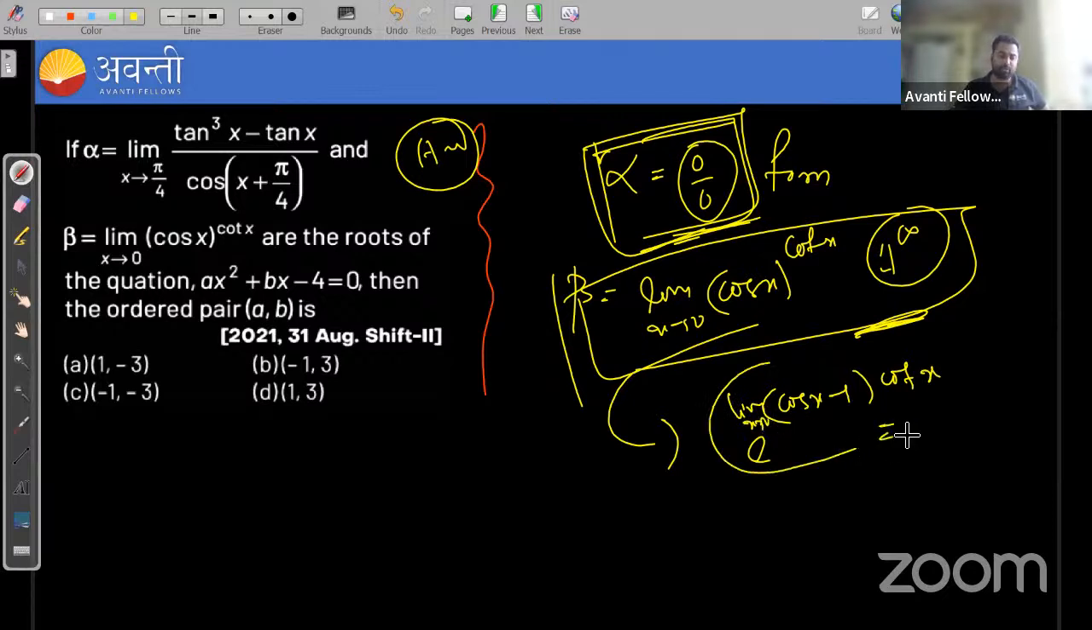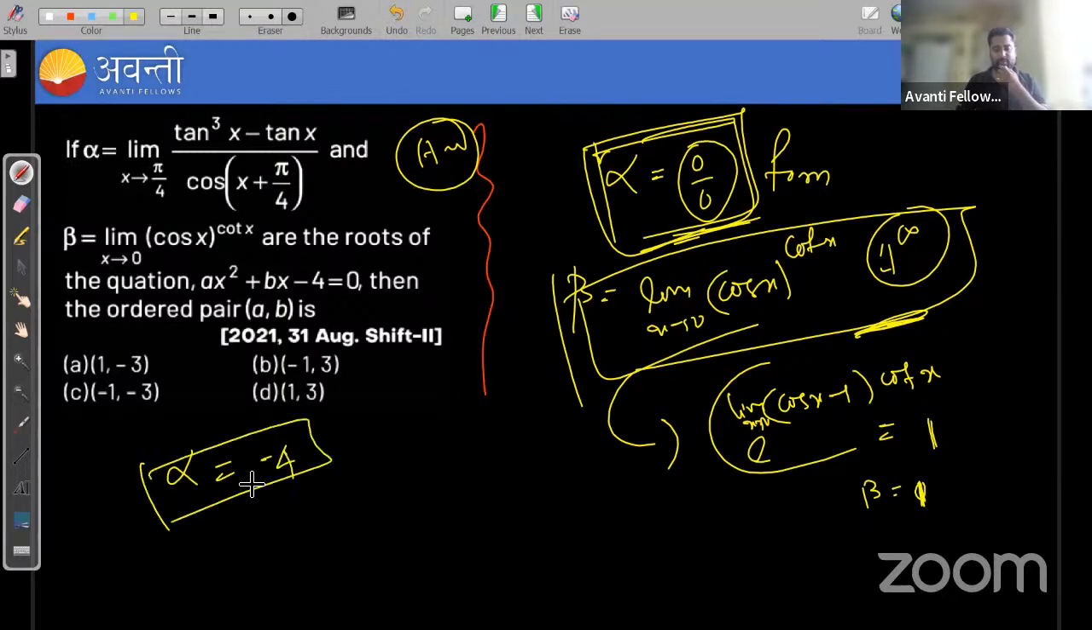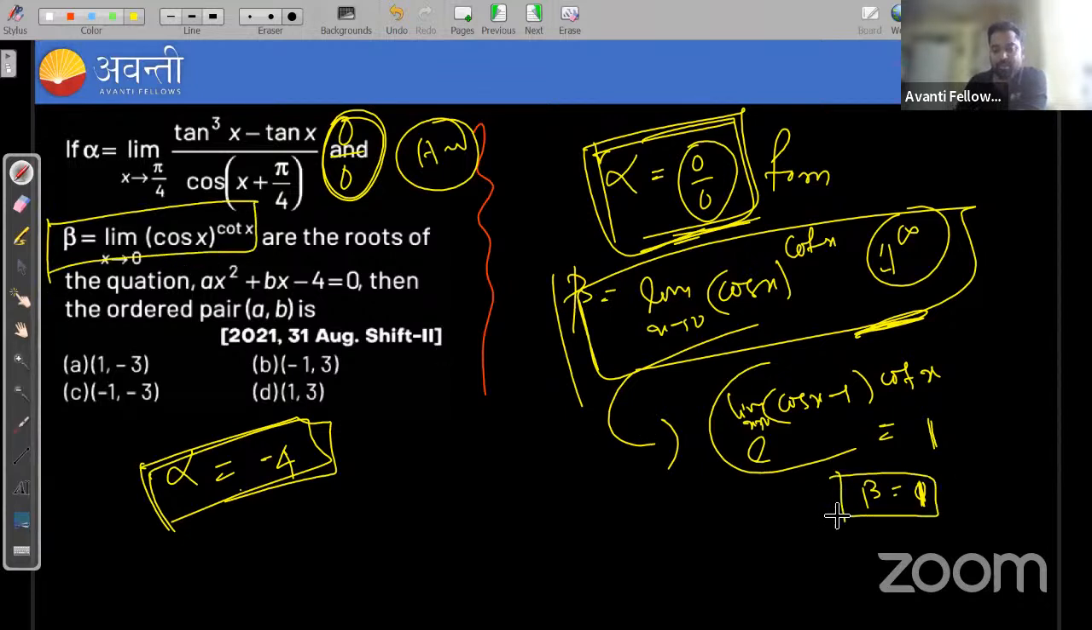है ना, तो इसका लिमिट हो जाएगा, beta, you will get the answer as 1. Okay, so beta you will get as 1, and alpha you will get as minus 4. Alpha you will get by solving this 0 by 0 form. By solving this you will get alpha value is minus 4. By solving this you will get the beta value is 1.